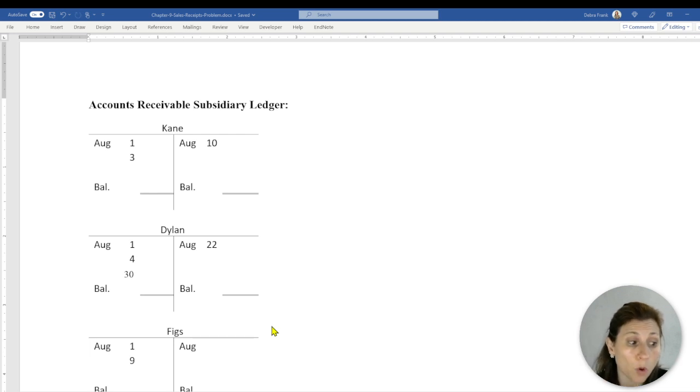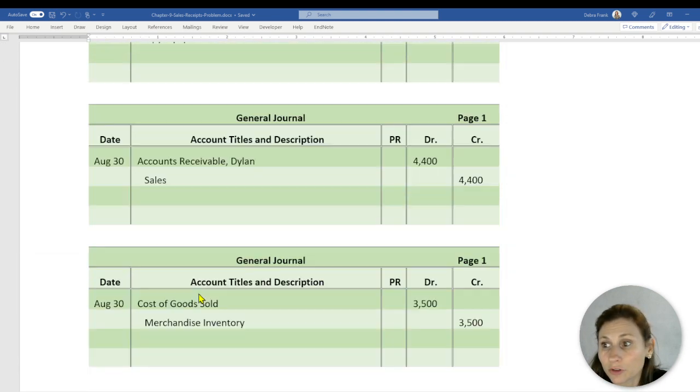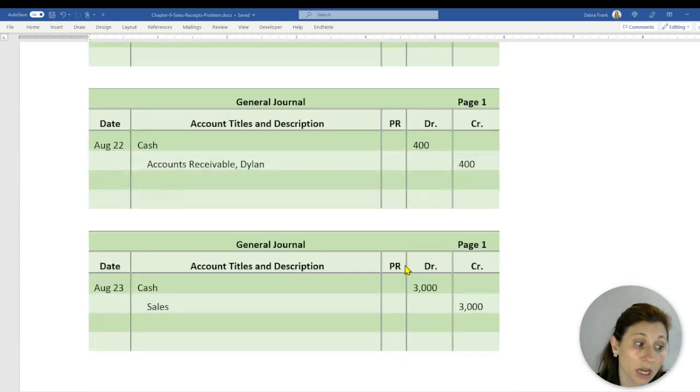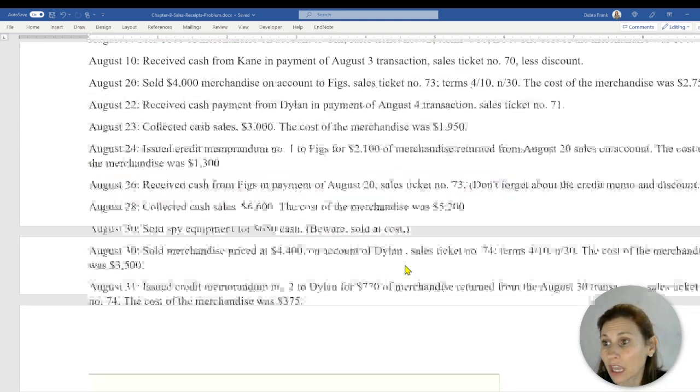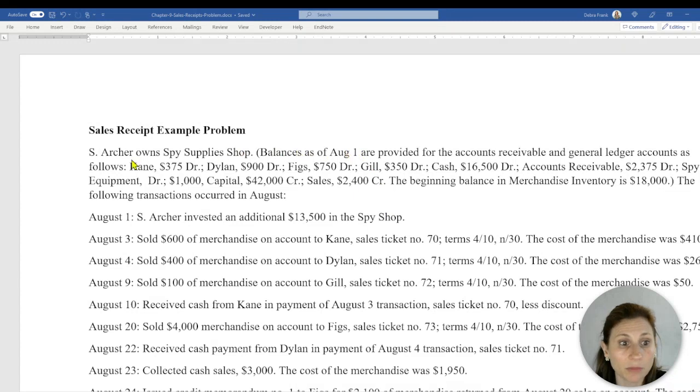So we had four individuals for accounts receivable, and we want to keep track of their balance now that we've recorded all their journal entries, related transactions for the month of August. We did have some beginning balances, so we're going to put that in for August 1st. So the first one, we got to scroll all the way up. The first one we had was Kane's beginning balance. So all our beginning balances were here.